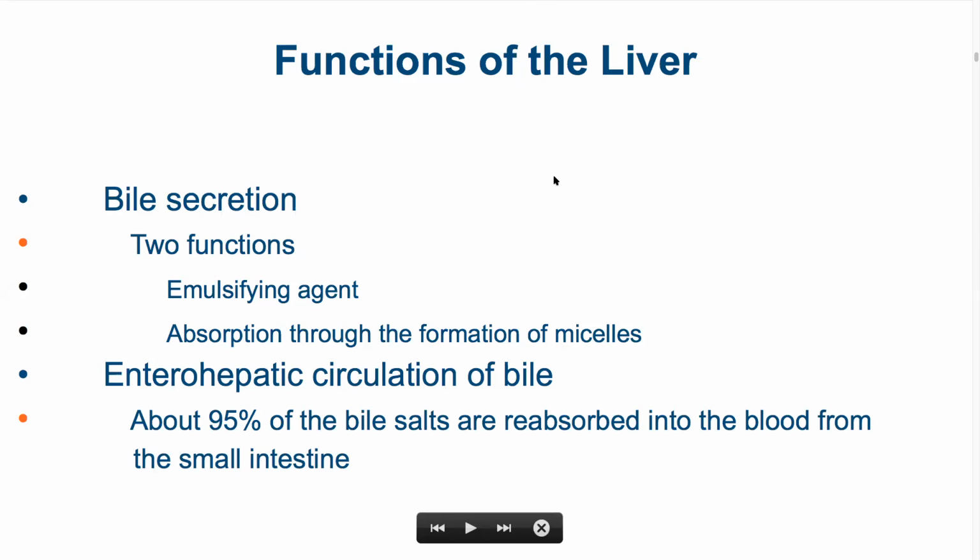Intrahepatic circulation of bile. About 95% of the bile salts are reabsorbed into the blood from the small intestine. About half by diffusion through the mucosa in the upper small intestine and half by active transport through the intestine mucosa in the distal ileum.